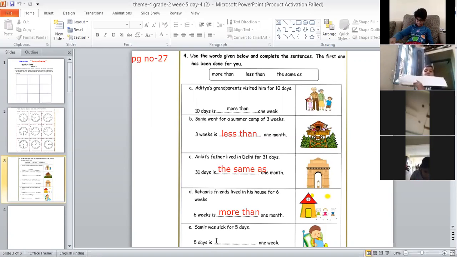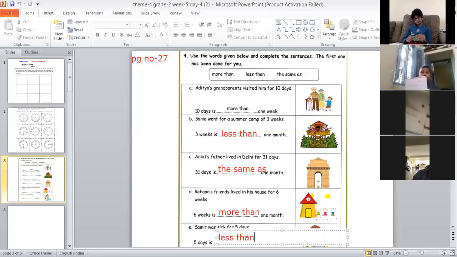So there are 7 days in 1 week, and they said he was sick for 5 days. So is 5 days more than 1 week or less than 1 week? Less, ma'am. Yes. So we'll write less than in the last bit. And children, please write the correct spelling. Less than 1 week.